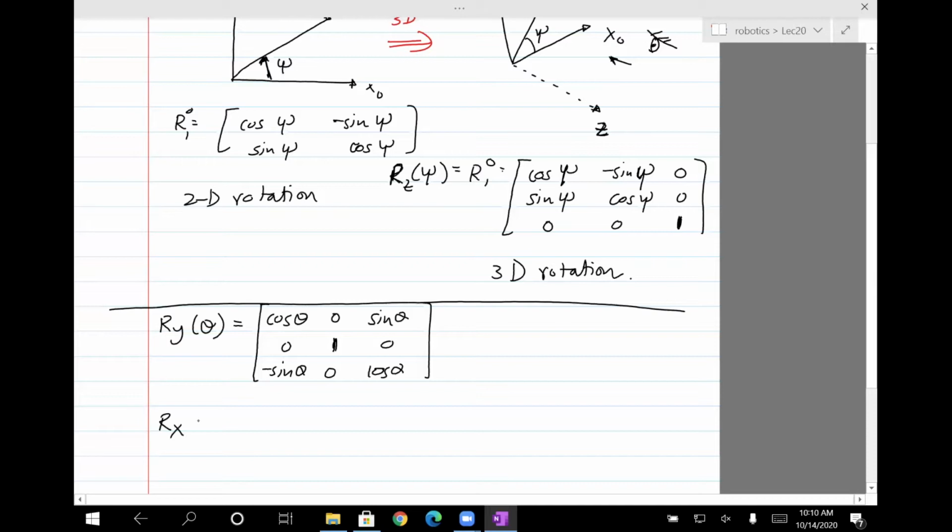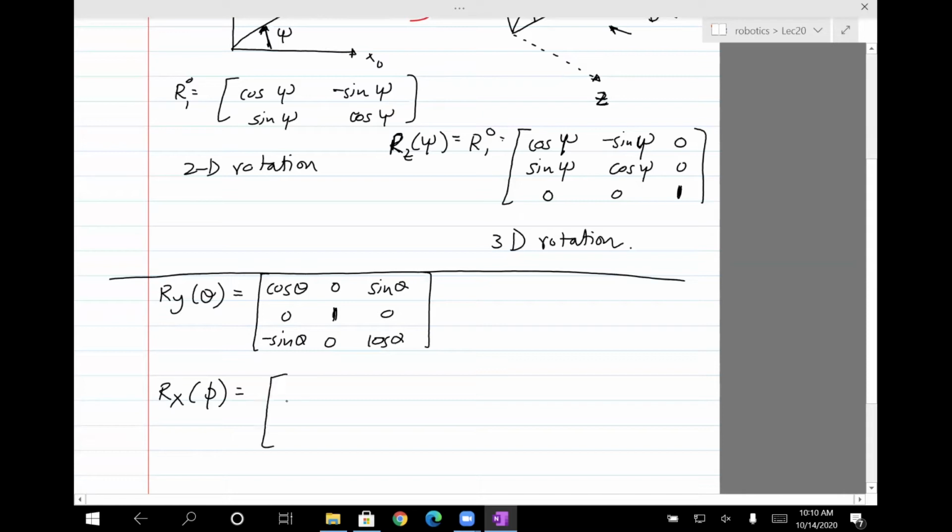Similarly, we can write rotation about the x-axis, and we'll represent that rotation by an angle phi. So again, 1 comma 1 would be 1 because it's rotation about x. The first row and first column, other than the first element, would be zeros, and then we write cosine of phi, minus sine of phi, sine of phi, cosine of phi. So these are the 3 rotations which describe rotation about the x, rotation about the y, and rotation about the z.